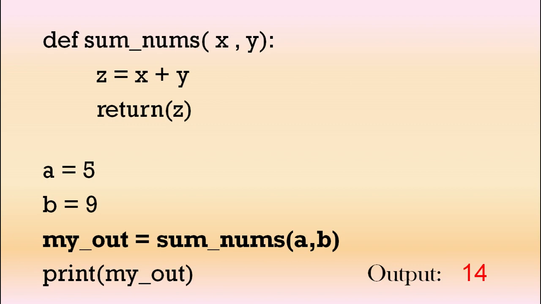So the things that you send, you don't have to use the same name in the function. The variables that you use inside a function are used just inside that function. They don't have the values outside. In programming, these are called local variables.